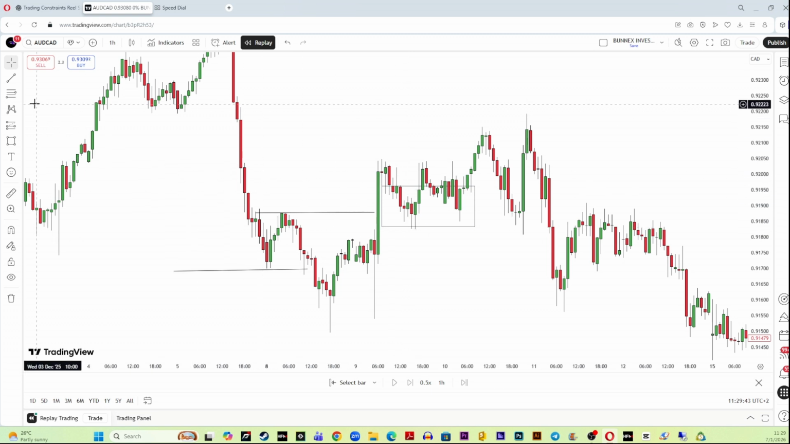And we actually try to find the 50% consequent encroachment point of the fair value gap, which was at this particular point, and the market actually went to that particular point and it went to the upside, basically like that. So liquidity grab, market structure shift, fair value gap, and you are done.